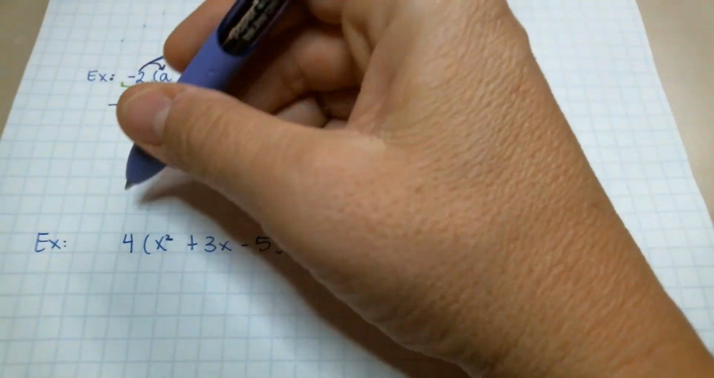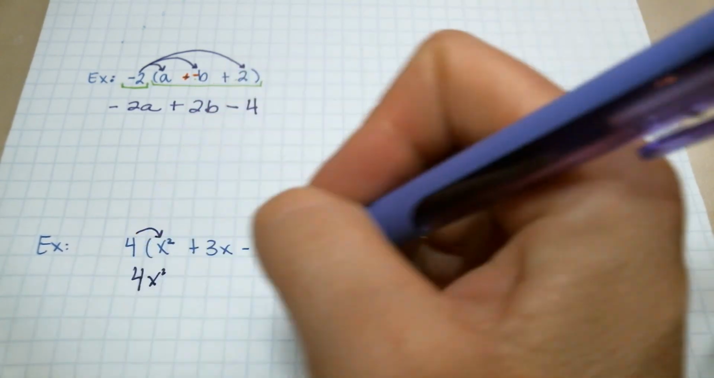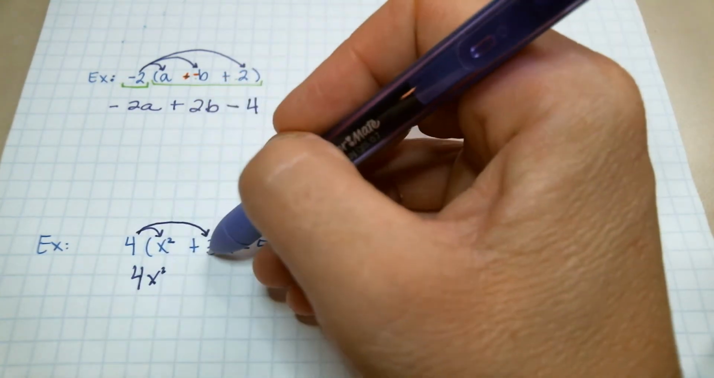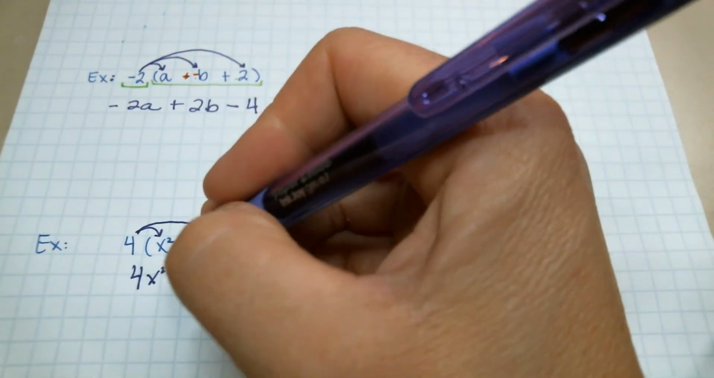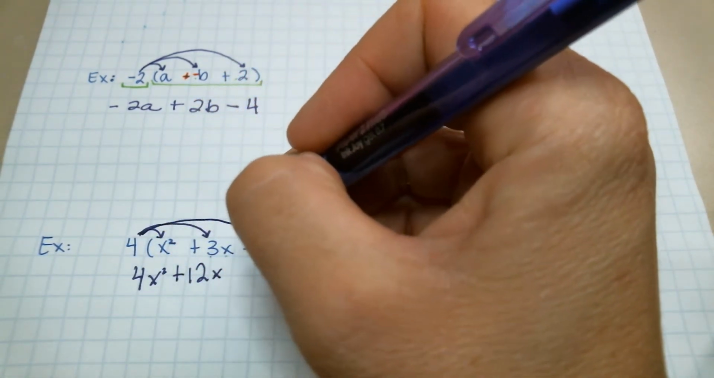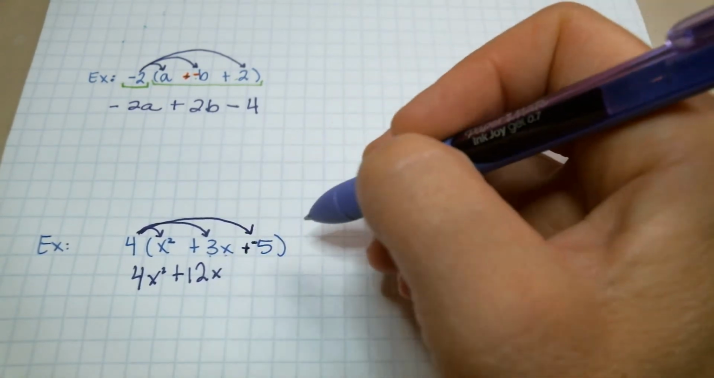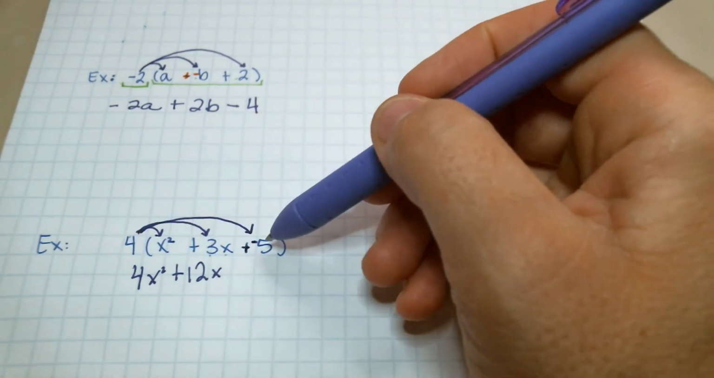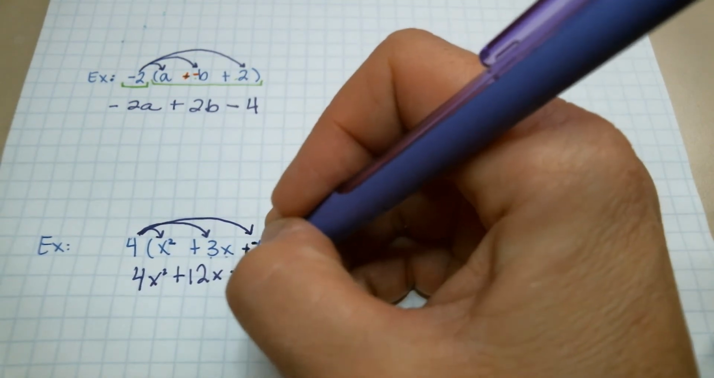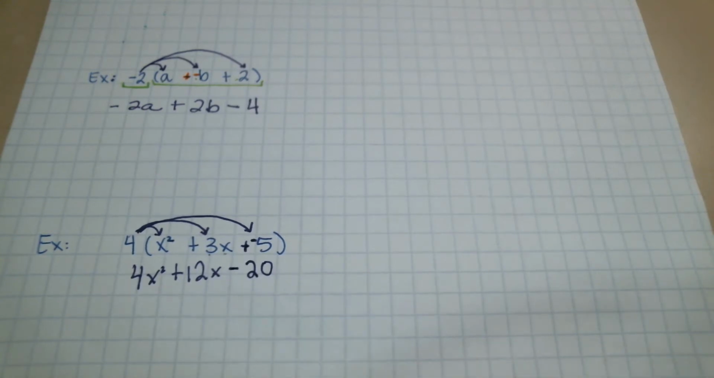So this is 4 times x squared, which is just 4x squared. And then 4 times 3x, we're going to multiply together the coefficient of 3x, which is 3, times 4. 4 times 3 is 12, so we have 12 x's. And don't forget that third term. Now, since this is minus 5, you could think of it as plus negative 5. And then you'd have 4 times negative 5, which is negative 20. You could write that as plus negative 20, but we're going to write it as minus 20. And there is your solution. 4x squared plus 12x minus 20.